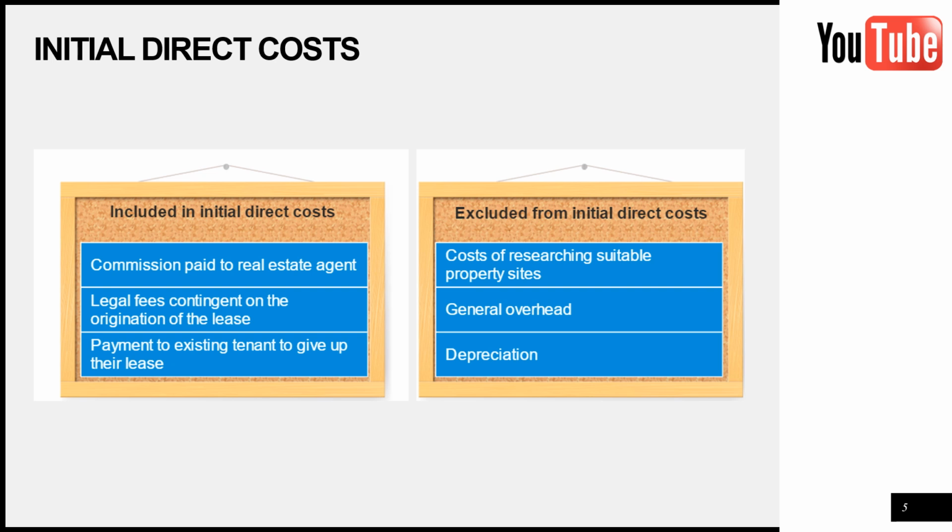So let's look at the following costs to be included or excluded from the initial direct cost component. Firstly, like we mentioned earlier, is the commission paid to a real estate agent to get the property, then any legal fees contingent on the origination of the lease, or payment to existing tenants to give up their lease. These are all included in the initial direct cost component of the right of use asset. Those excluded from the initial direct cost component are cost of researching suitable property sites, general overhead, and depreciation. So these are all excluded, and you don't need to add them to the right of use asset cost.